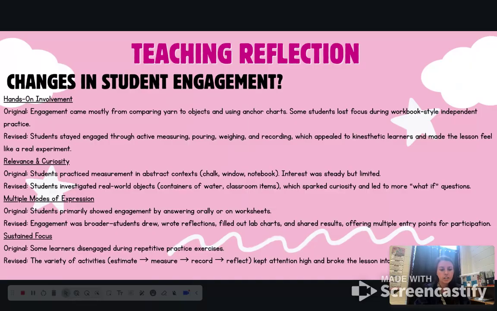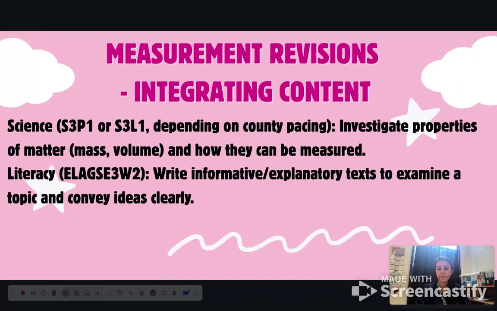So, and then there's just some other ways that the students were engaged. Some of the students, they don't like really doing repetitive activities. I do this page, you do this page kind of thing. They like being up and doing hands-on, having things in their hands to keep their attention high. So I integrated, like I said, the science and the literacy. So I integrated investigate properties of matter and how they can be measured. And then the writing is to write informative text to examine a topic and convey ideas clearly.